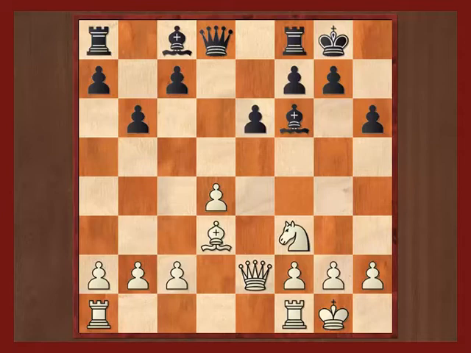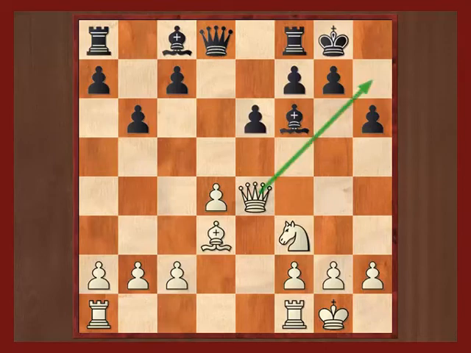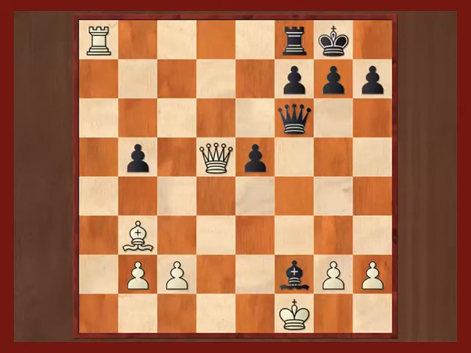And of course this was a good exchange, because now there is the tactical follow-up with queen e4, and white simply wins due to the double attack on h7 and a8. So that's the first example of a good exchange. Now let's go to the next example.